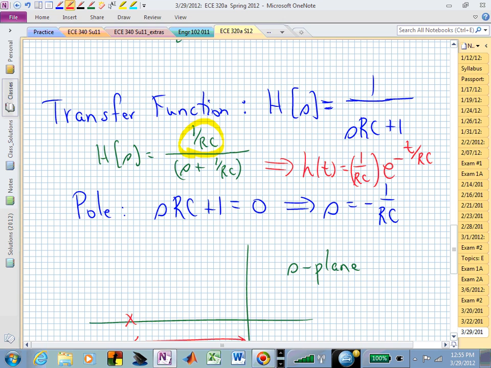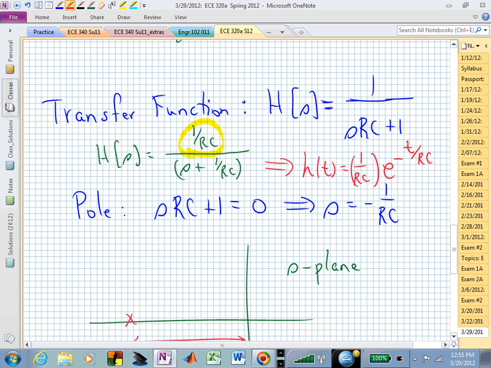In this case, your time constant tau is RC, and that tells you how fast or slow, depending on the value of RC, your low-pass filter decays after an impulse. So if you had RC equal to 1, you wouldn't see a response beyond how many seconds? 5 time constants, or 5 seconds.